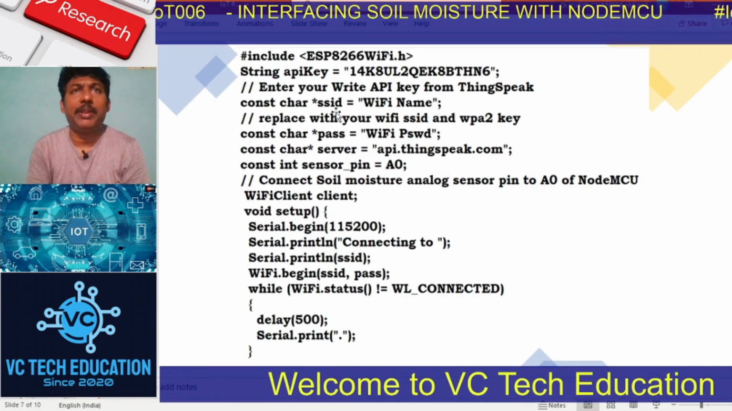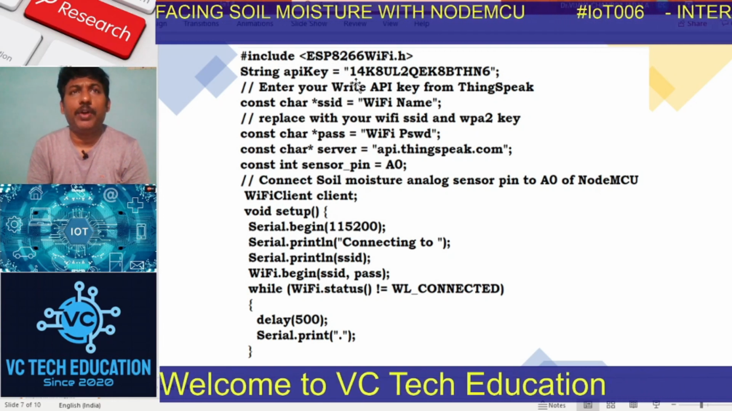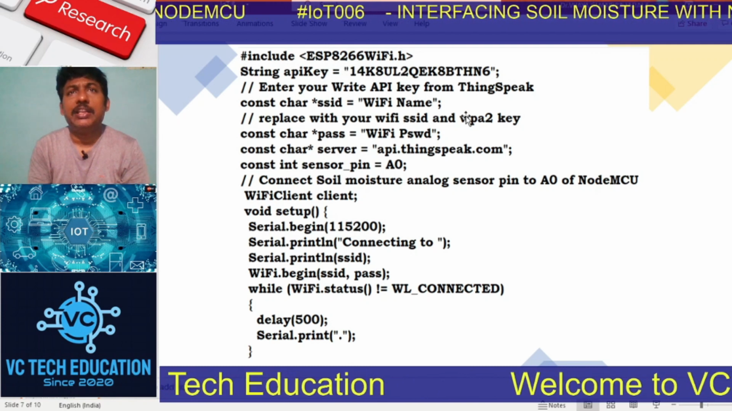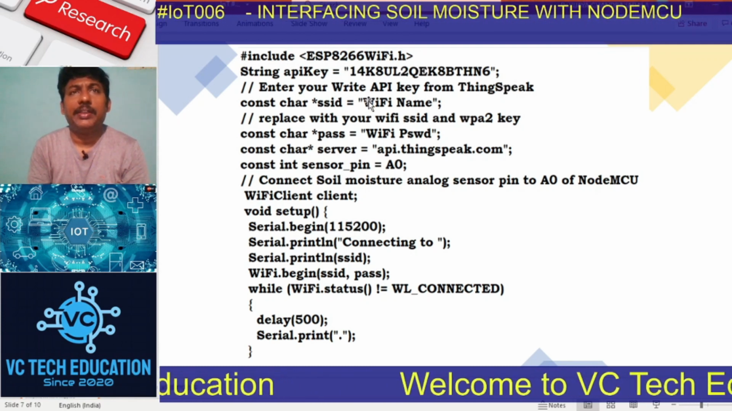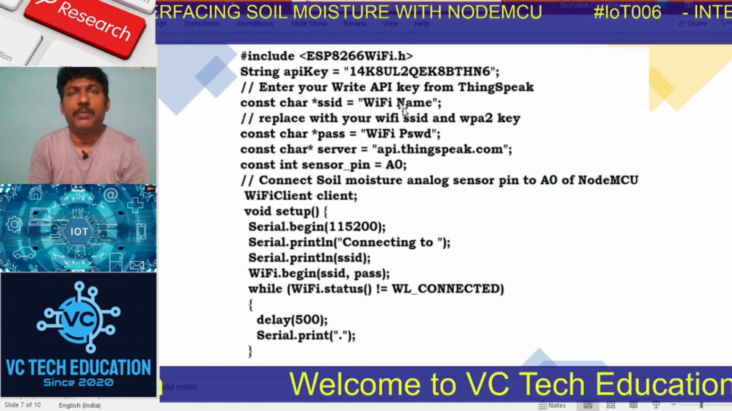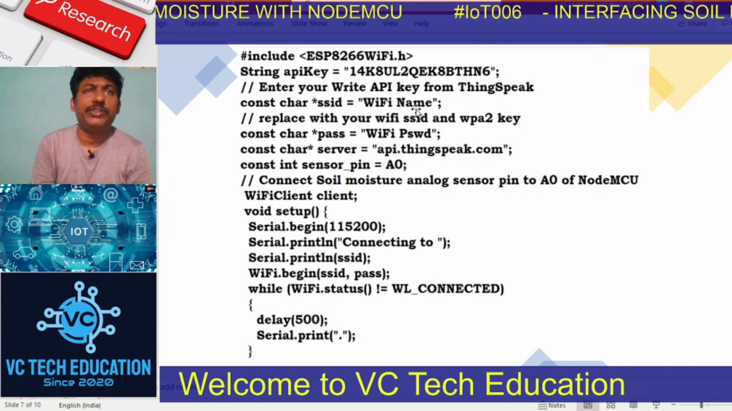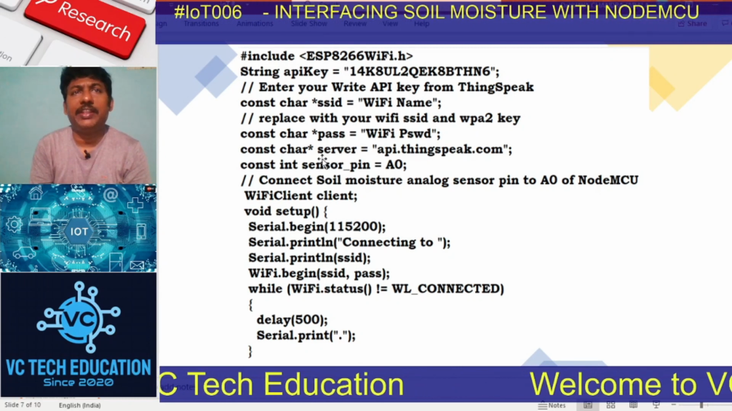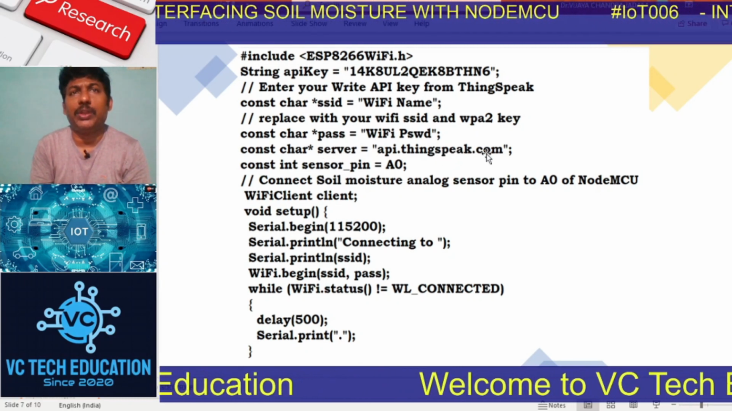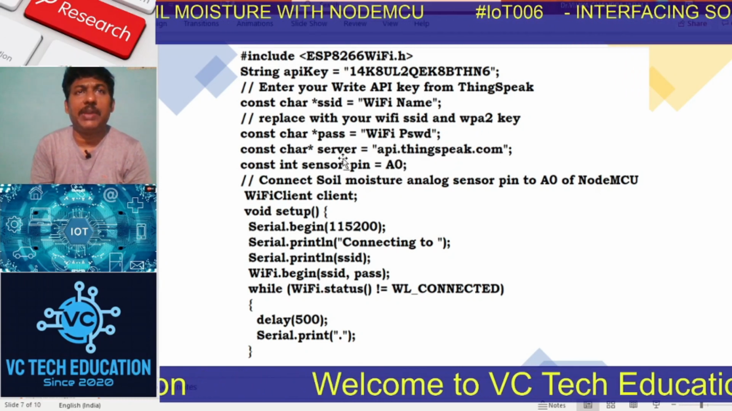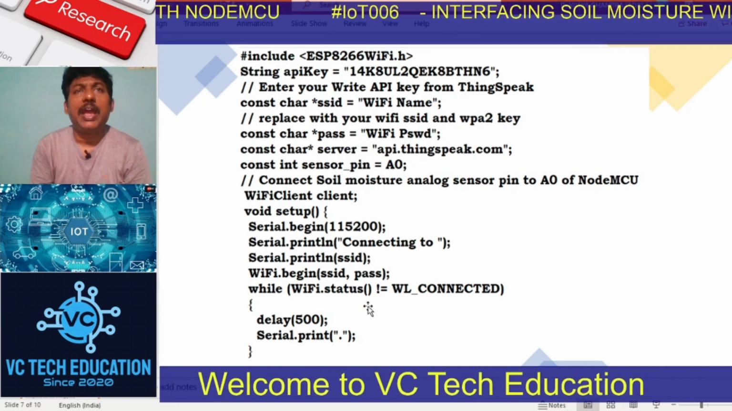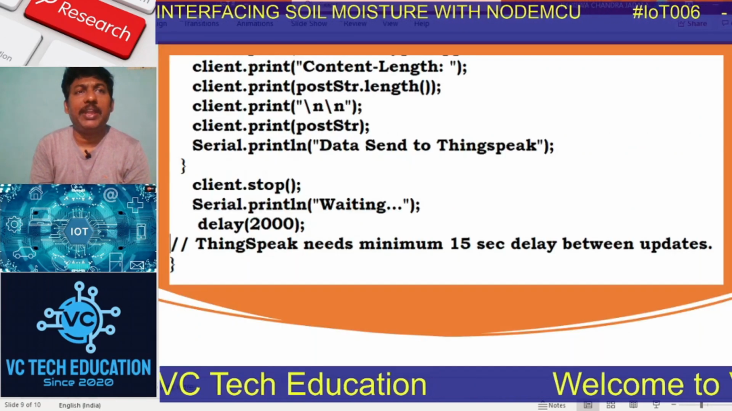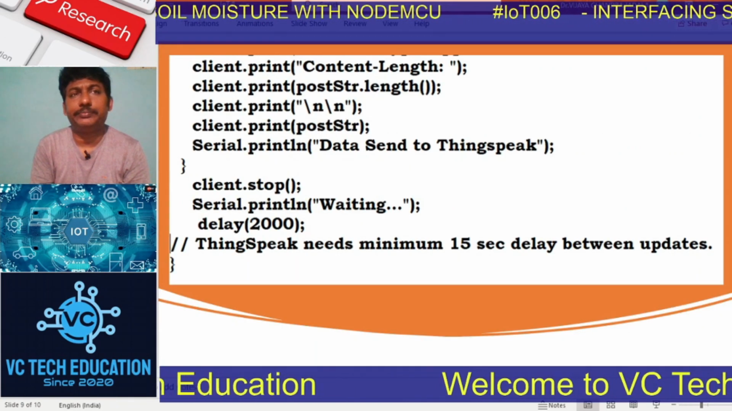Then comes the programming part. Here, three things are most important. One is the API key, which we will get from the ThingSpeak cloud. Then the Wi-Fi name, which Wi-Fi we are using, and the password for that Wi-Fi. Then the server will be connected to thingspeak.com. Then AO will be the sensor pin. This is all regarding the program, which will be given in the description below.